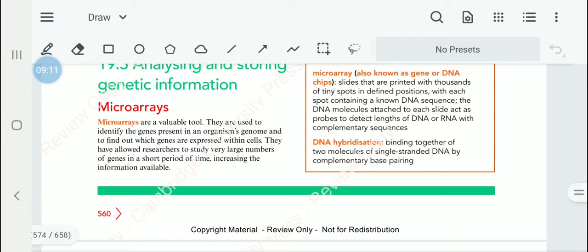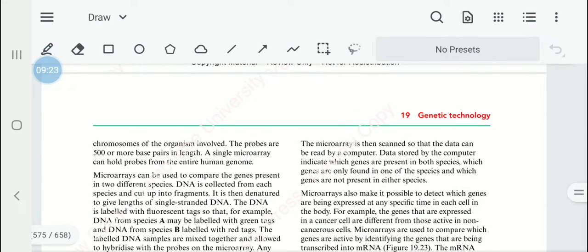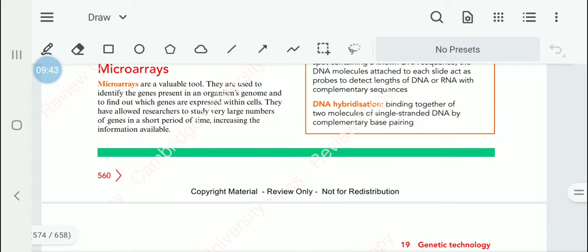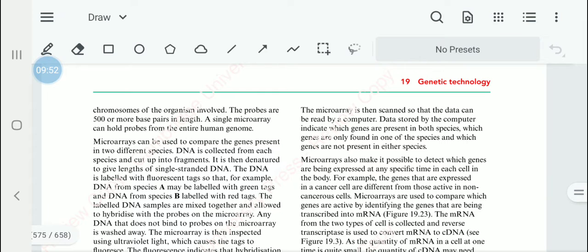These thousands of DNA sequences exist in multiple numbers, and when they are allowed to hybridize (in brackets, DNA hybridization: binding together of two molecules of single stranded DNA by complementary base pairing), they will show that each gene or DNA is present in the sample checked with the microarrays.